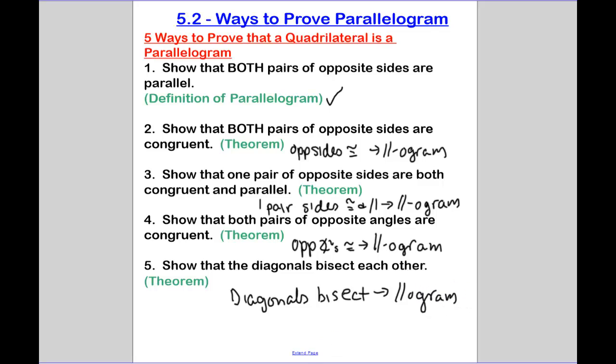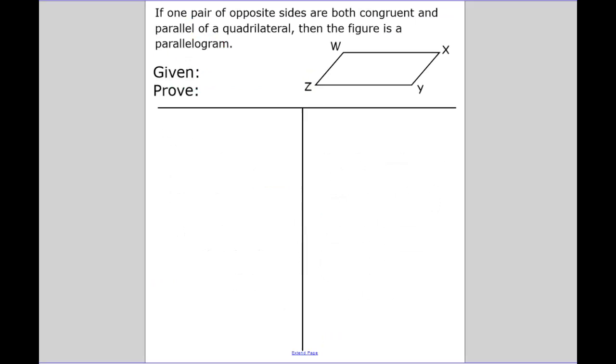Each one of these is the converse of what we did yesterday, except for number 3. Number 3, this same property isn't necessarily true. If these two things are true, that isn't necessarily true for a parallelogram. Okay, so what I want to do is prove that statement. So we are given one pair of opposite sides are both congruent and parallel.